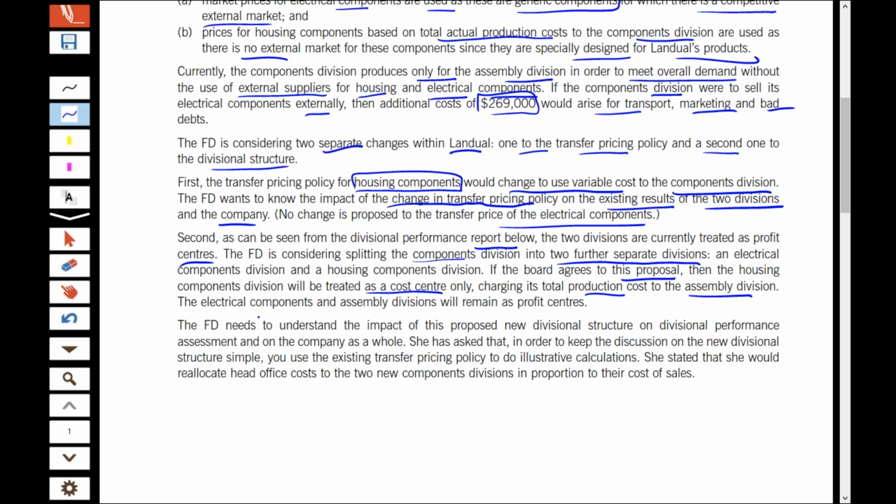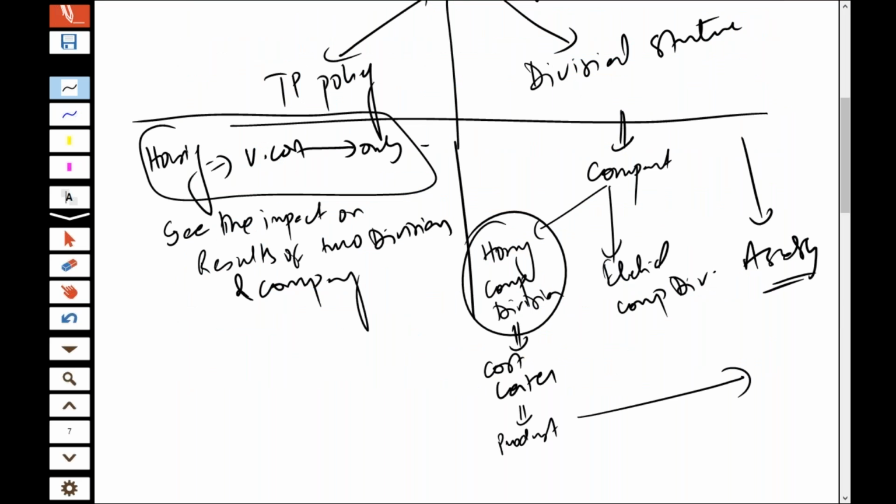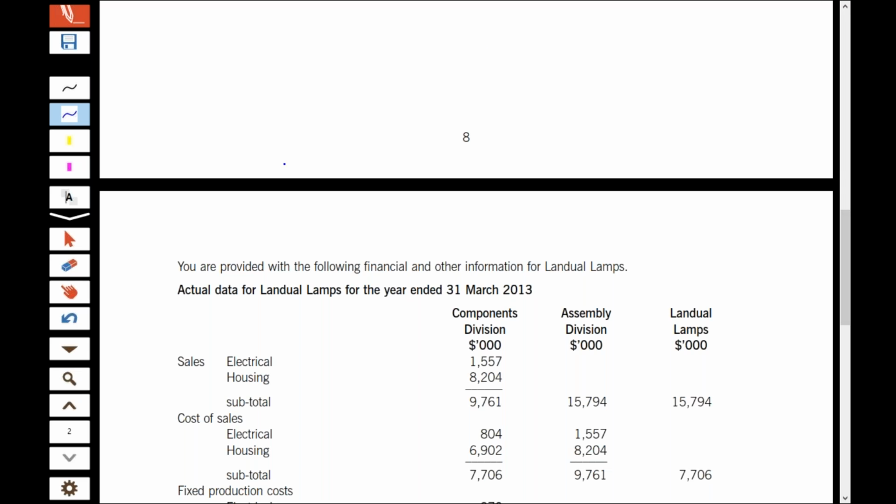And the second thing is that the electrical components and the assembly division will remain as profit centers. FD needs to understand the impact of this proposed new structure on divisional performance assessment and on the company as a whole. She has asked that in order to keep the discussion on the new divisional structure simple, you use the existing transfer pricing policy to do illustrative calculations. She stated that she would reallocate head office costs to the two new components in proportion to their cost of sales. Now, what exactly is this?